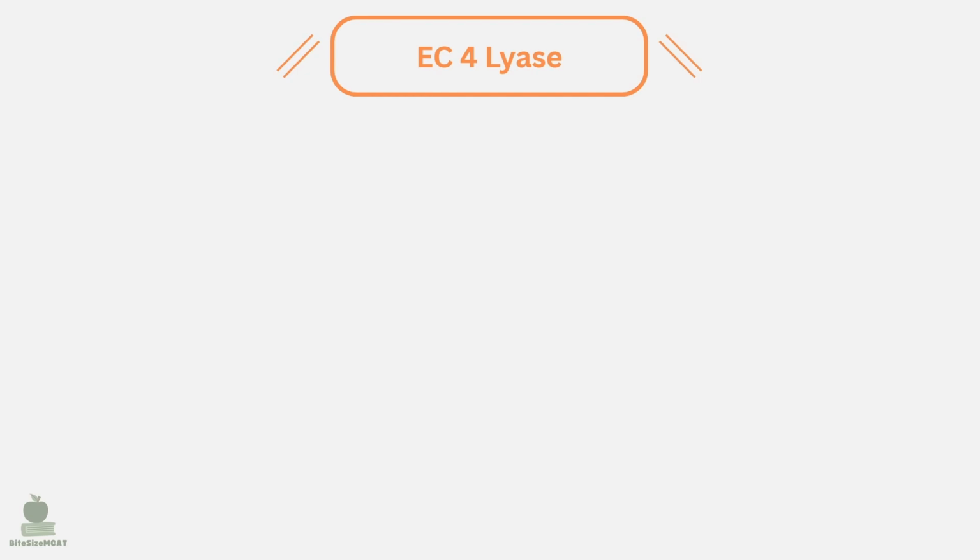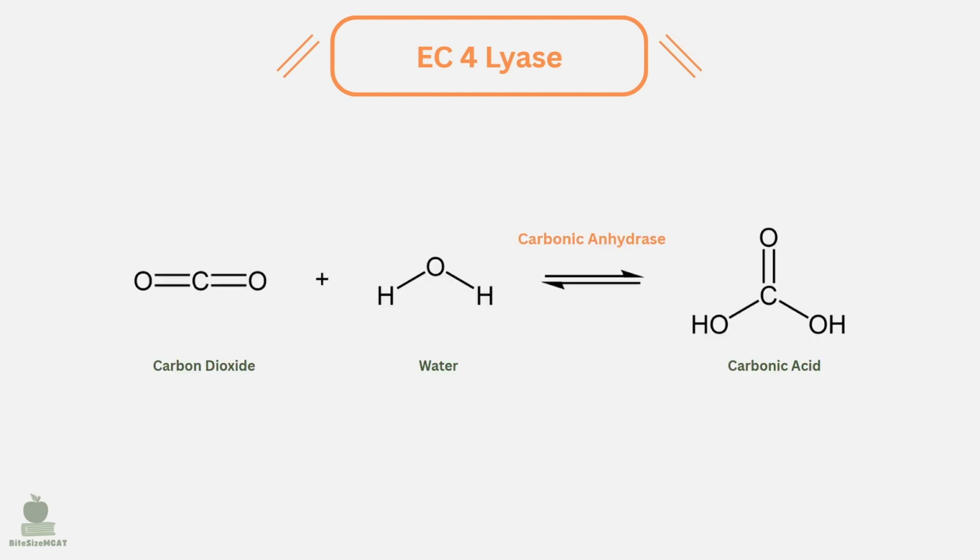Let's look at a classic example of a lyase, which is carbonic anhydrase, which adds water across a carbon-oxygen double bond to form carbonic acid. This enzyme is crucial for our pH buffering in our blood. Some other examples include decarboxylases, aldolase from glycolysis, or aconitase from the Krebs cycle.